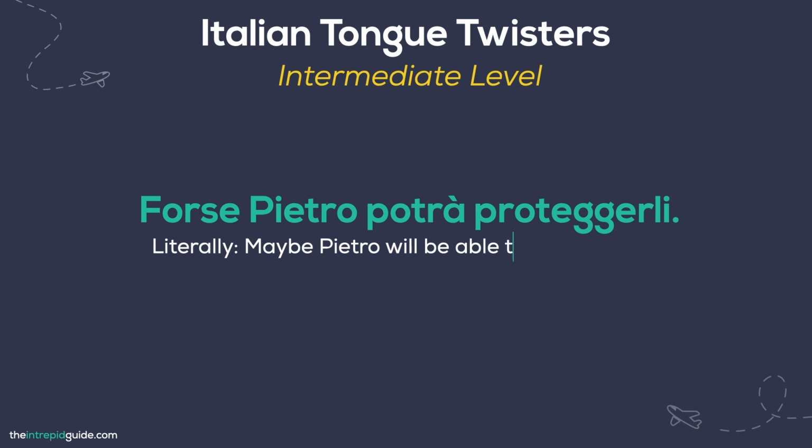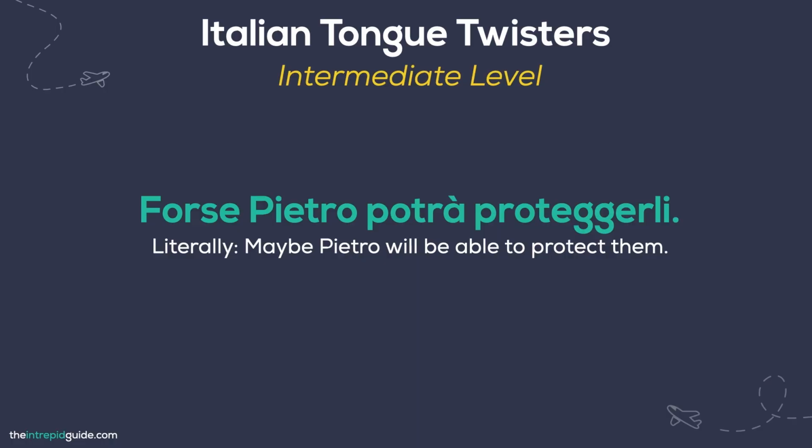Coming in at number 13, we have the Italian tongue twister. Forse Pietro potrà proteggerli. Which literally means, maybe Pietro will be able to protect them. Now this one seems simple at first, but wait till you try it. The Italian P sound isn't that tricky, but the real challenge here is repeating the same consonant followed by a vowel, such as with potrà, or another consonant such as proteggerli. Even native Italians struggle with this one.